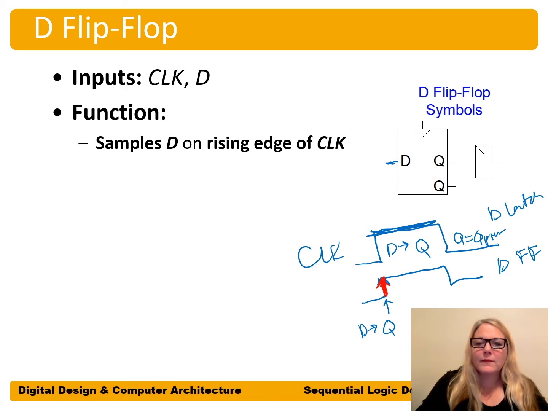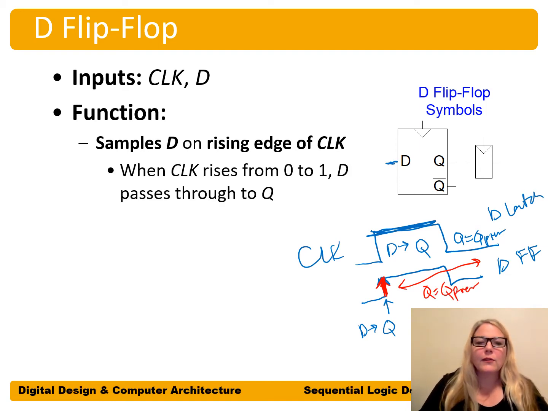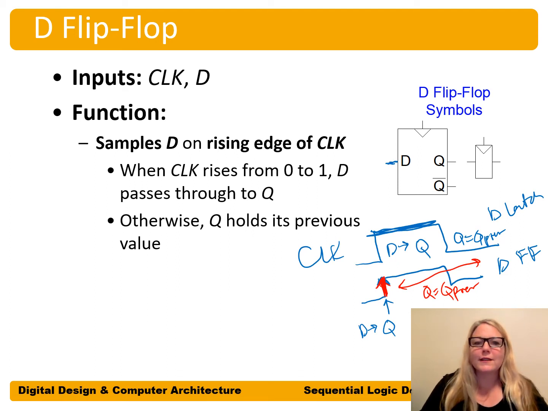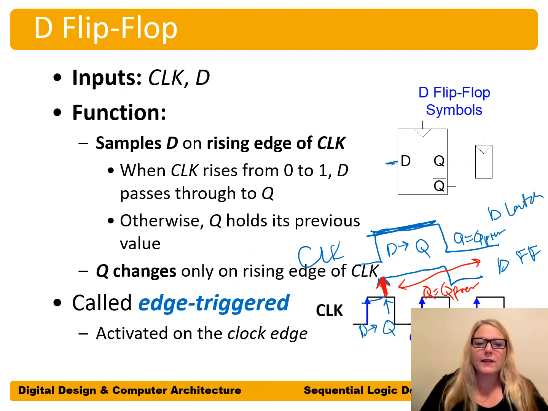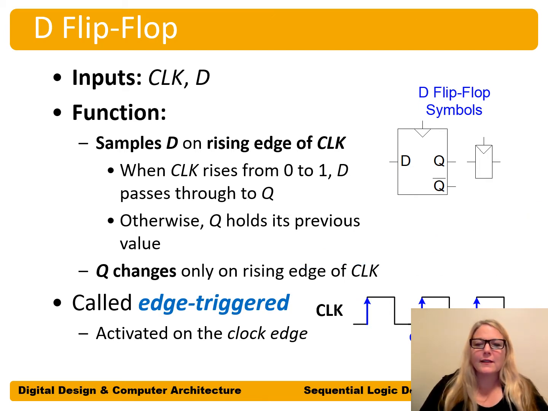And every other time is memory. Q equals Q previous. So again, when clock rises from 0 to 1, D passes through to Q, otherwise Q holds its previous value, or in other words, it has memory at all other times. Q will only change then on the rising edge of the clock. So we have very tight control over when our output Q of a D flip-flop is going to change. And it's called edge triggered because it's activated on the clock edge. And so here we have our picture of our clock and the edges of that clock, particularly the rising edges.